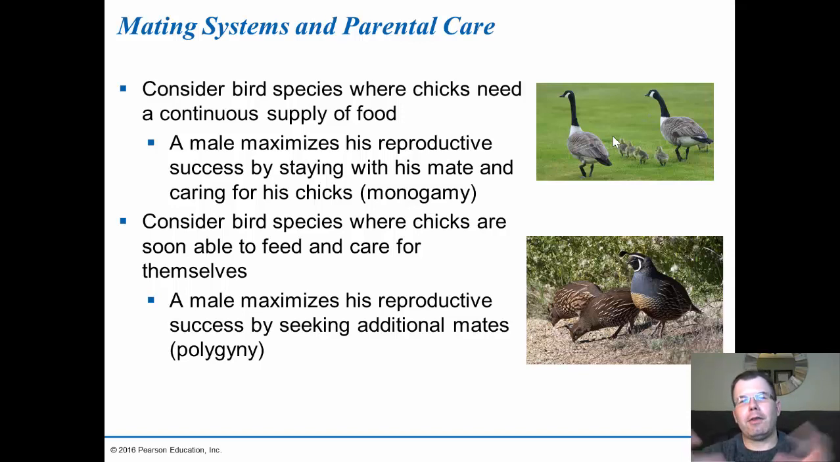And again, a lot has to depend on the type of offspring that they have. So if the offspring has lots of parental needs, more likely going to be a monogamous relationship. Whereas if the offspring don't need a lot of parental care after being born, then it's probably going to be more of a polygamous type of relationship in these situations.